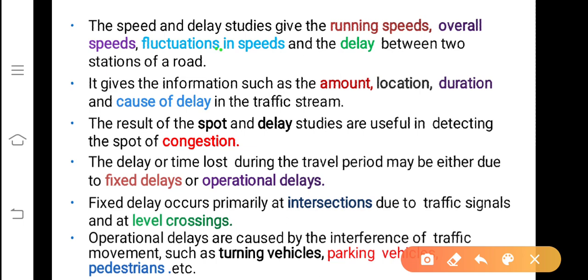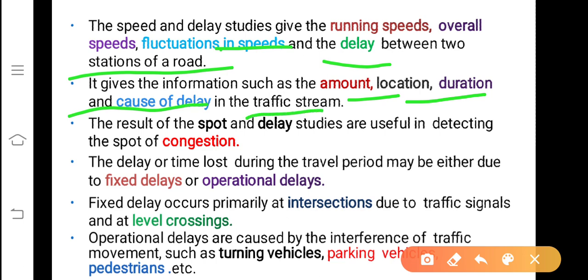Fluctuation in speeds and the delay between two stations of a road that we have seen. It gives the information such as amount, location, duration and cause of delay. What is the reason for delay caused in the traffic stream? The results of the speed and delay studies are useful in detecting the spots of congestion.